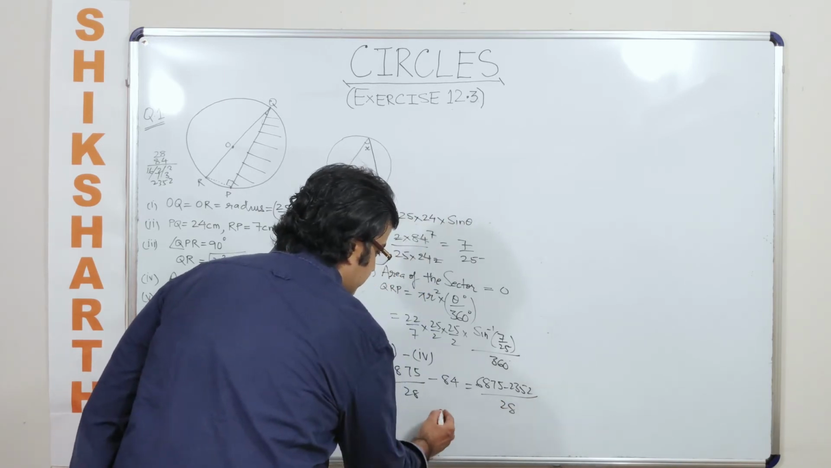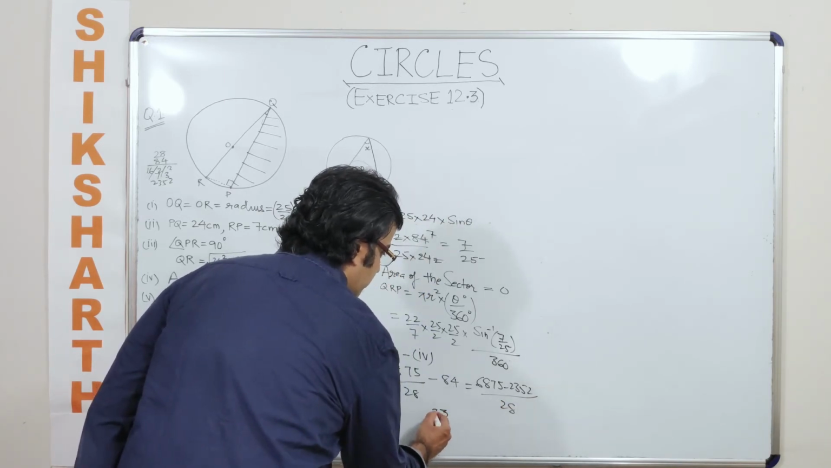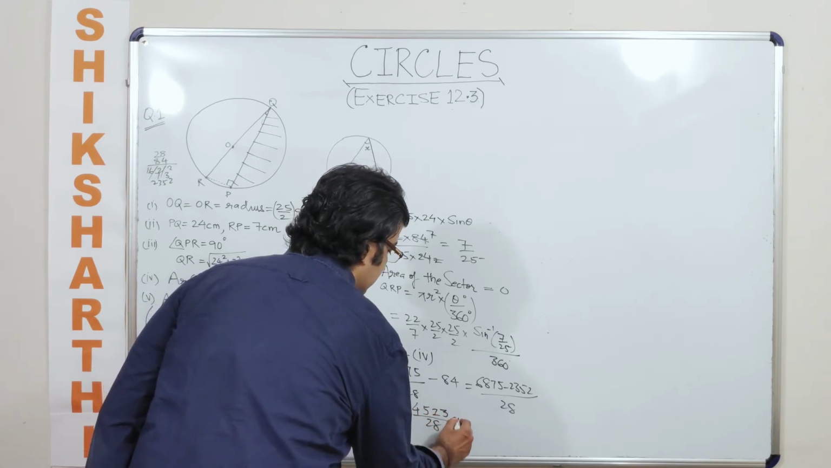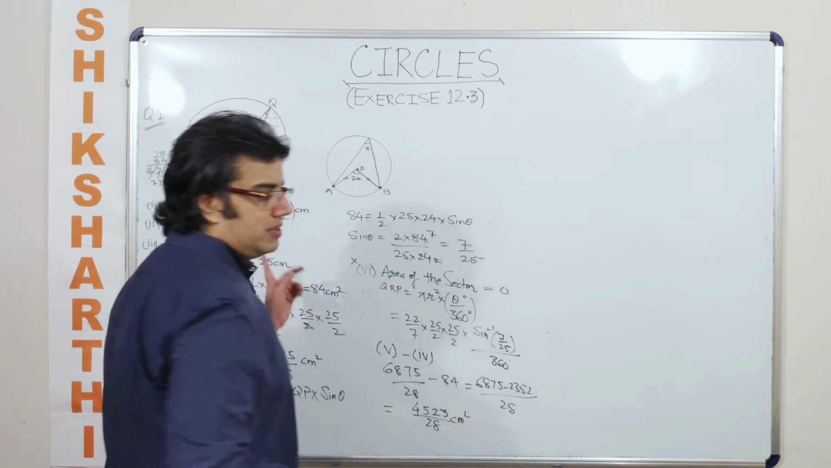which can be further said as, this is nothing but 4523 divided by 28 centimeter square. Please remember, this is a special question.